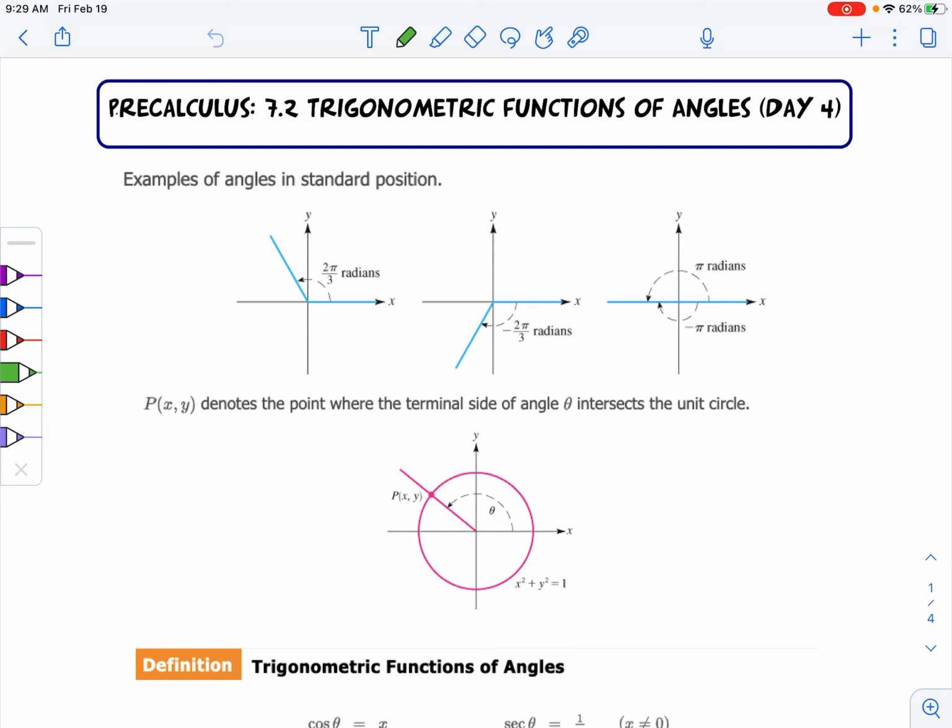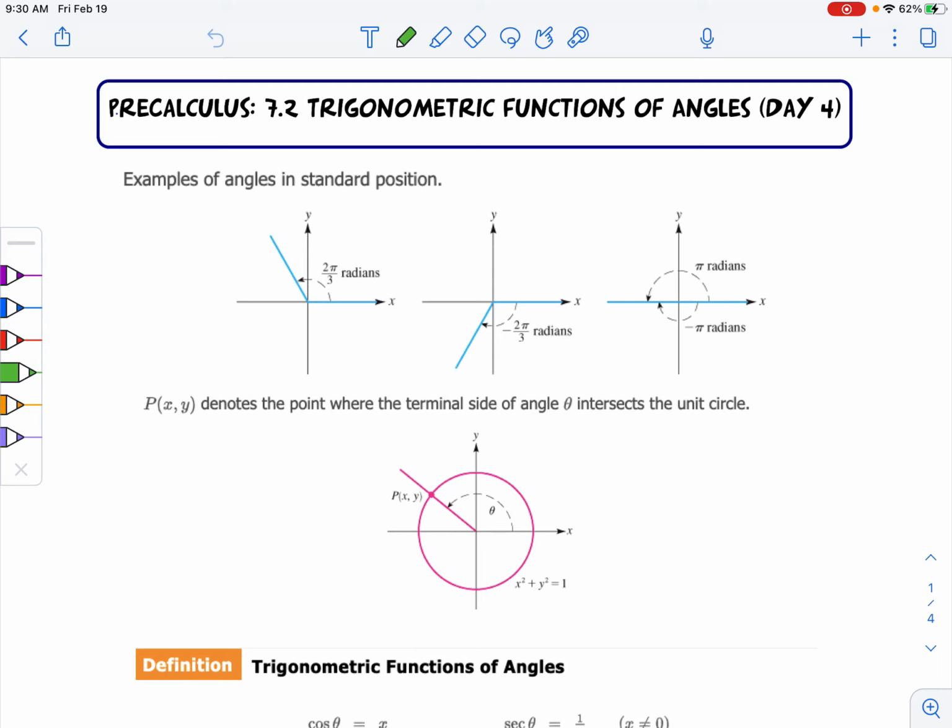We're talking about trigonometric functions of angles, day 4. Another recap: everything in chapter 6 was in degrees. 45 degrees, 75 degrees, 180 degrees, everything with degrees. Chapter 7 is all about radians. So everything we have, you can think of in degrees, but then do the transformation into radians.